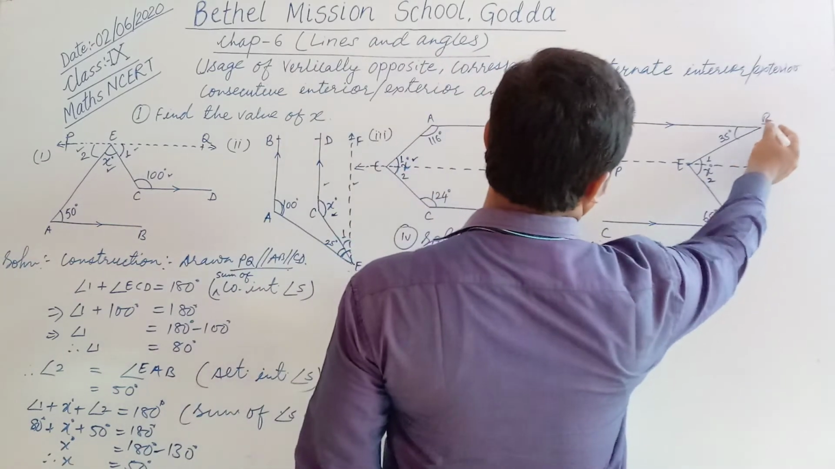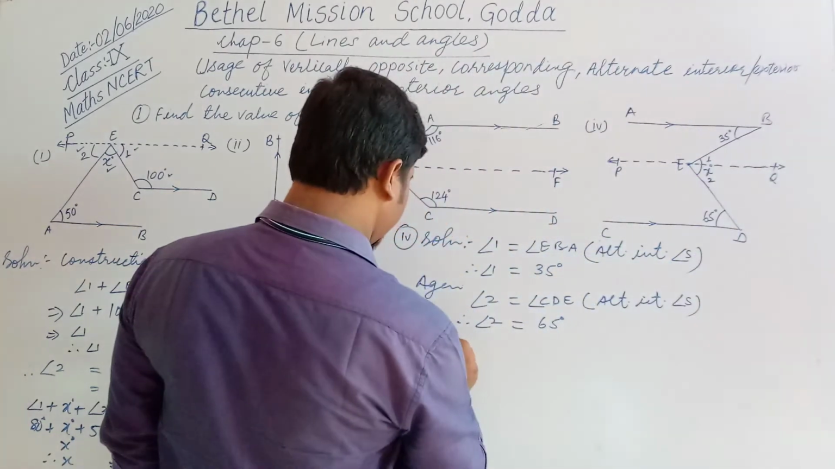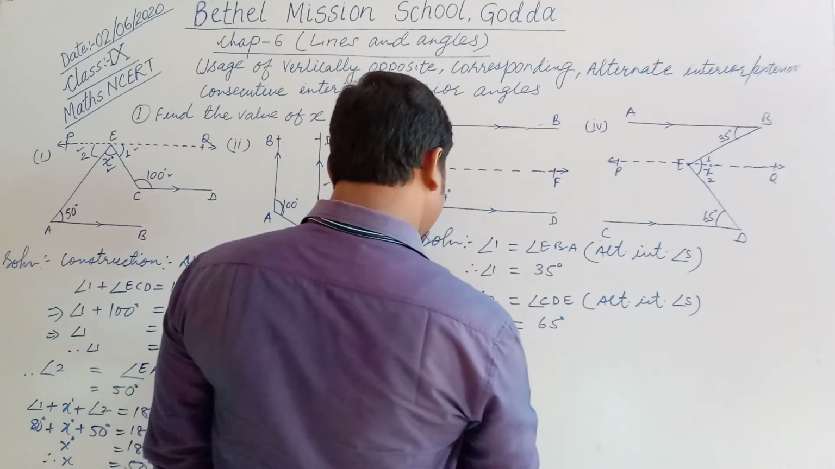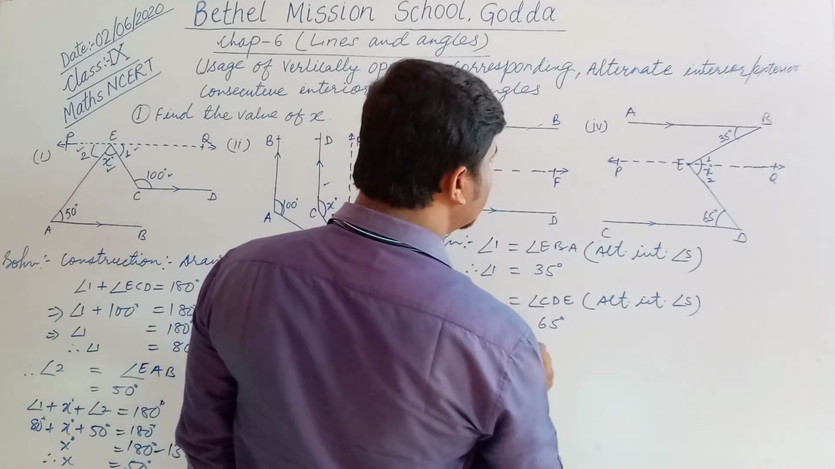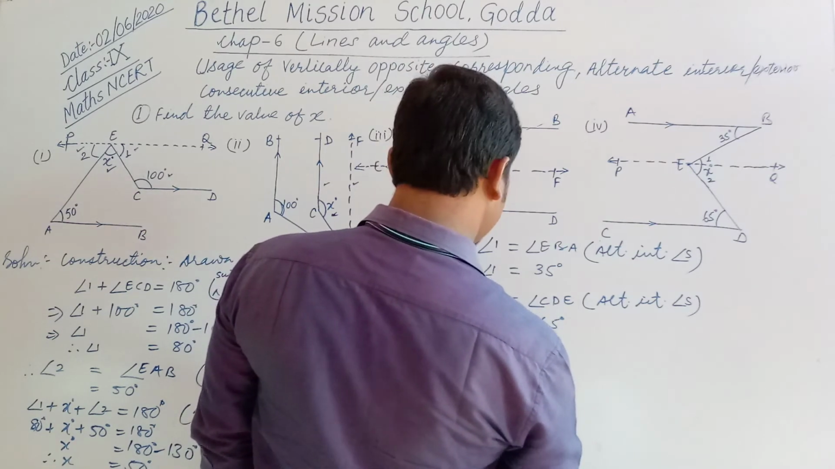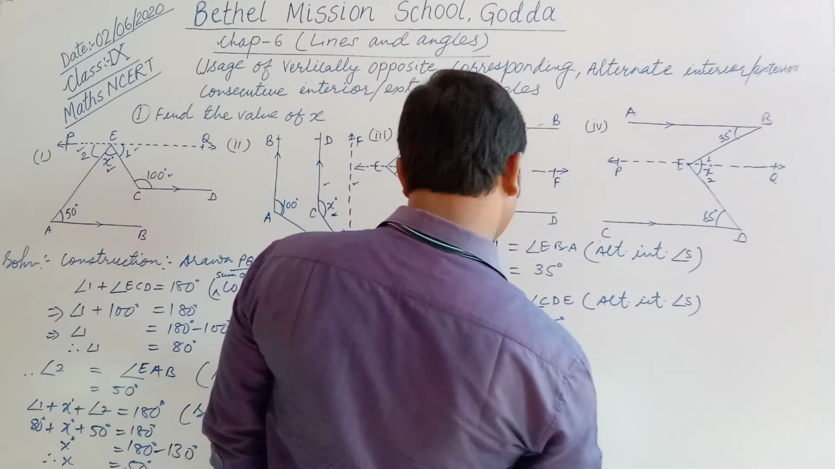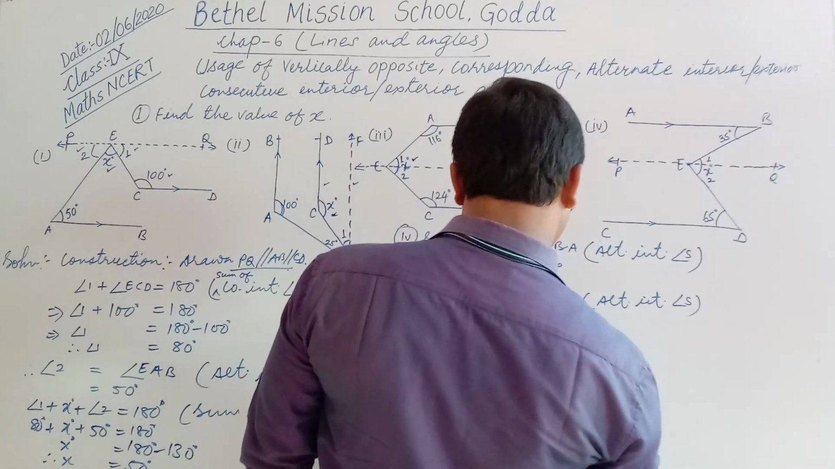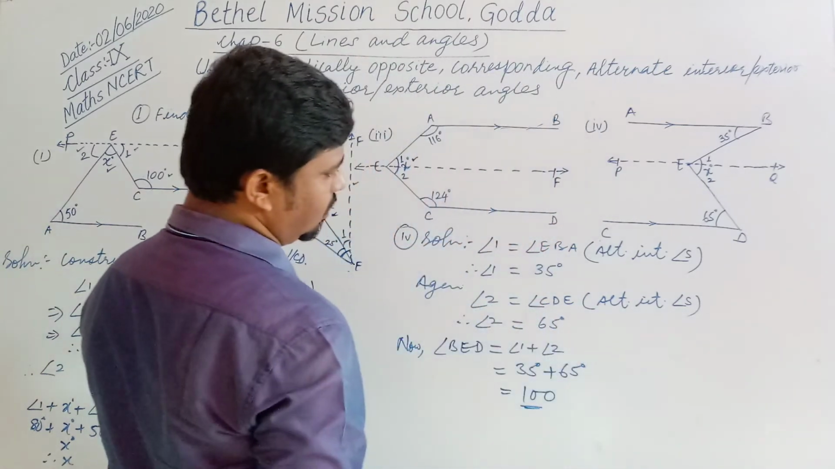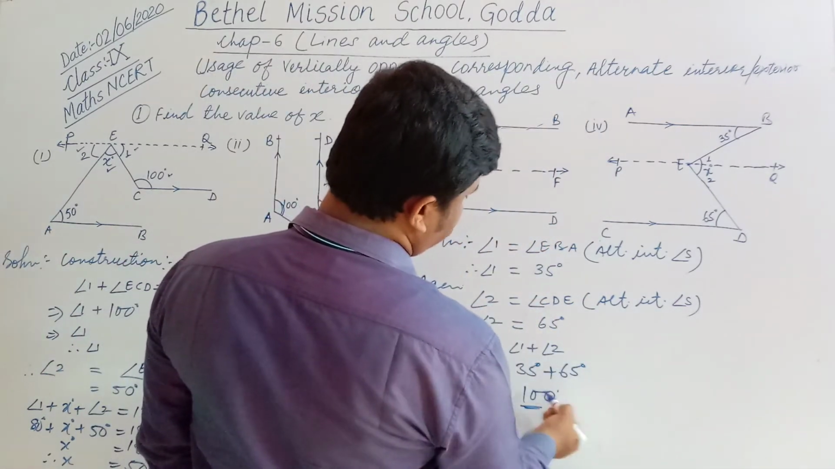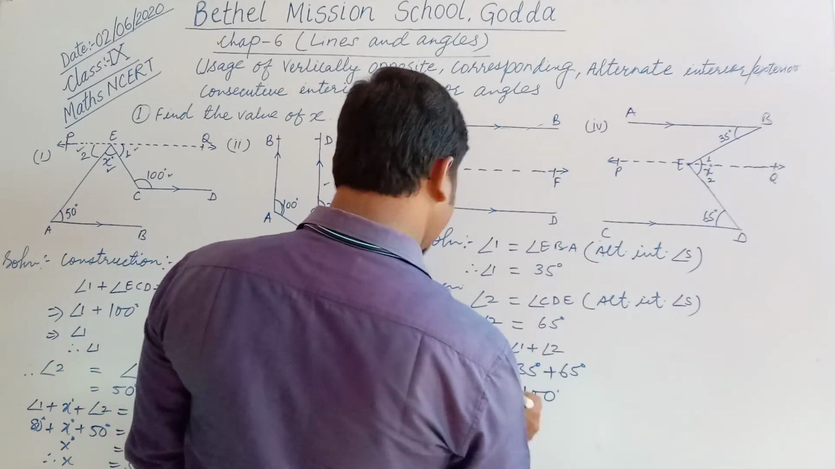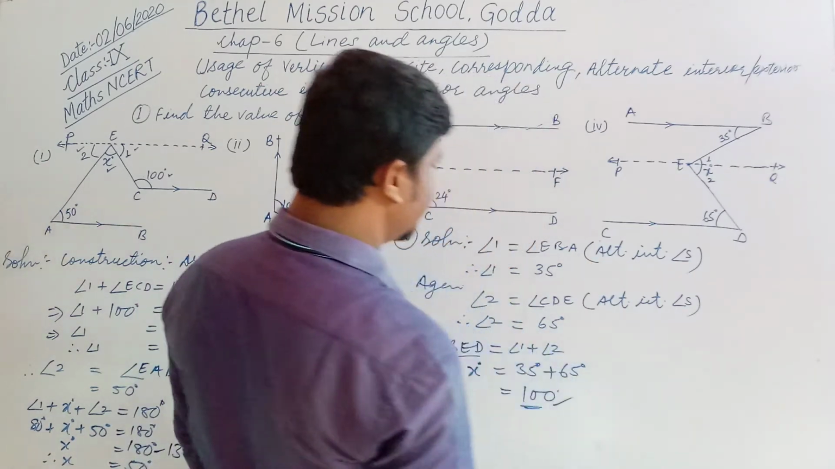Now we will find angle BED. Angle BED equal to angle 1 plus angle 2. Angle 1 is 35 degrees and angle 2 is 65 degrees, and both equal to 100 degrees. So angle BED, and that is x degrees. So angle BED is 100 degrees.